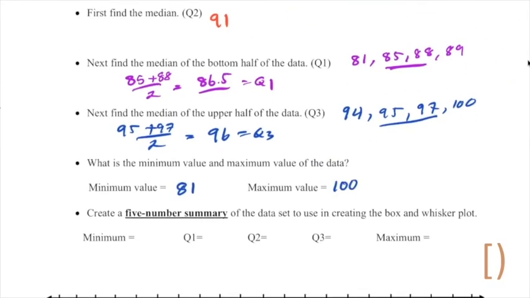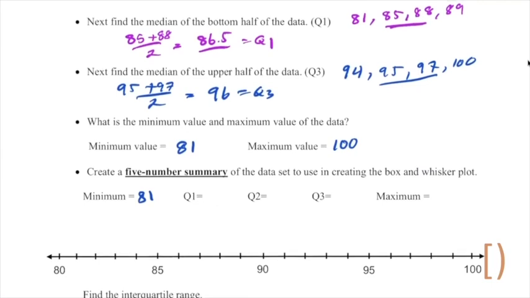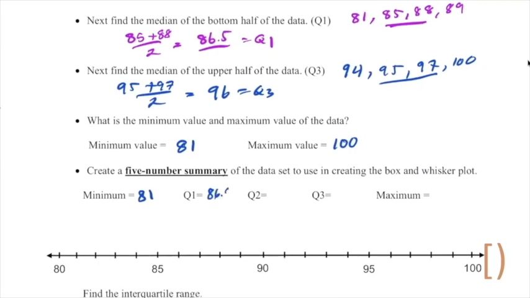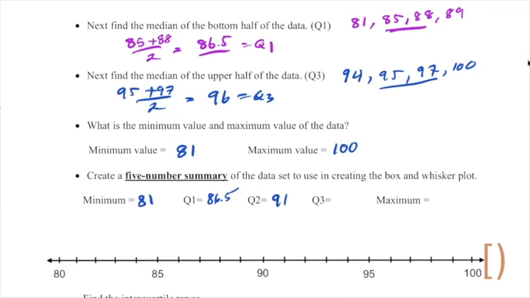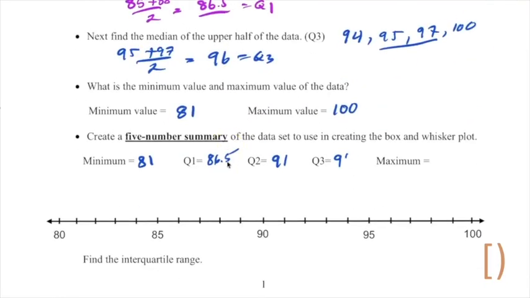Let's write out all our information. Our minimum is 81. Our Q1 was 86.5. Q2 was 91, or the median. Q3 is right here. Q3 is 96. And the max is 100.